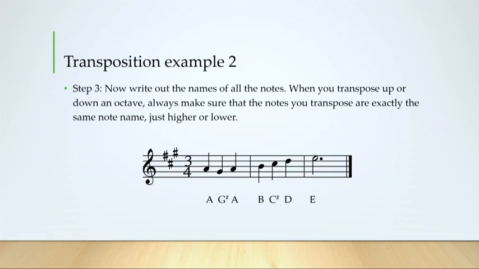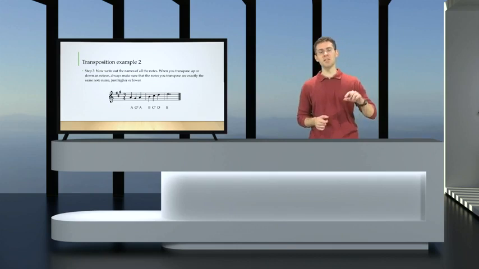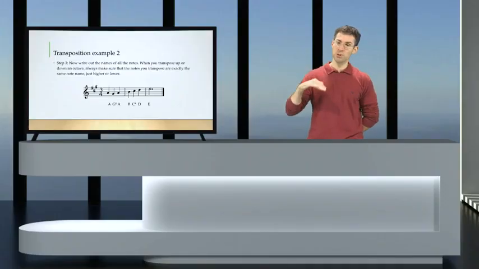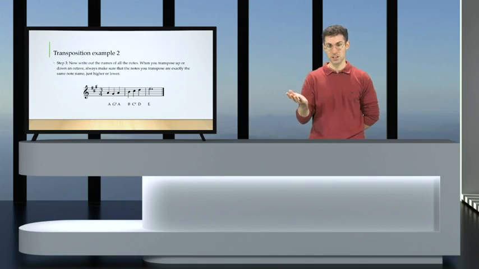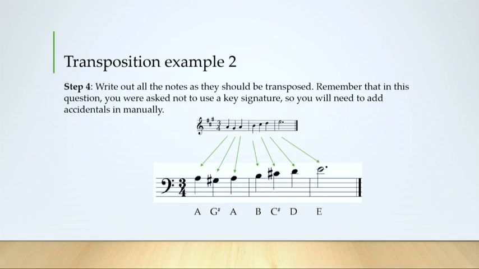Now, the important thing in this example is that sometimes you're going to be asked to write the answer without the key signature, which means that you'll need to put in the sharps or the flats, depending on what the key signature is, by hand. Okay, so that's why I recommend that you even put in G sharp and C sharp and so forth, so that you know when you are transposing. And if you have to do it without a key signature, you know that you need to add the sharps in. Okay, so now we've done step 3. Let's see what step 4 is.